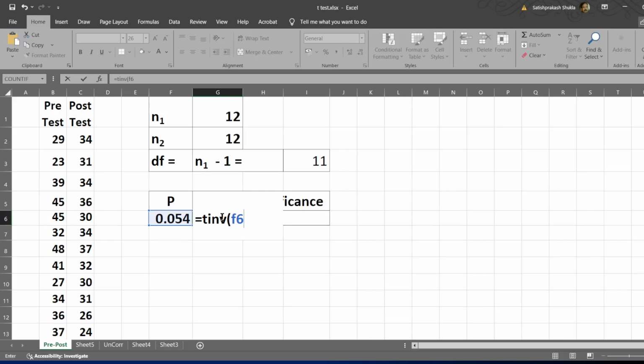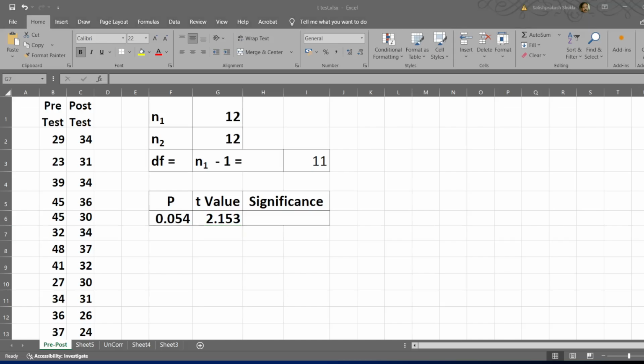Then we put a comma after the probability value, and after the comma we write DF. DF we have counted here as 11, so we write 11 and then close the bracket and press the enter key. So the t value is there. Friends, hypothesis can be checked by using probability value or t value. How it happens, let us see.